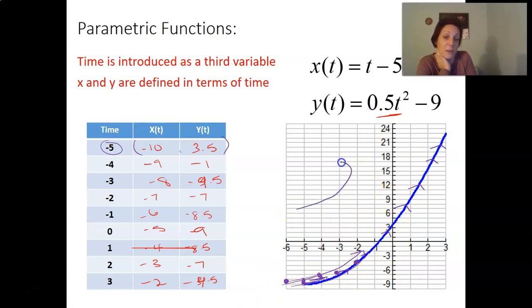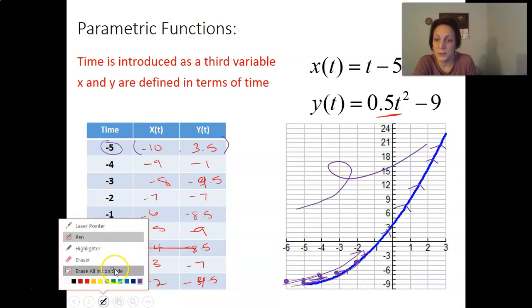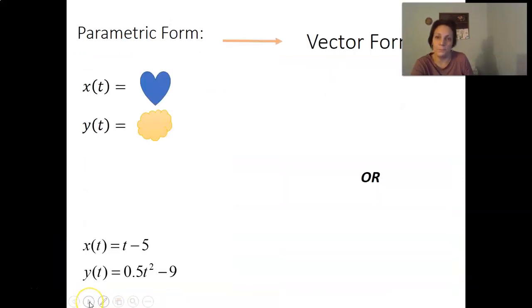Like they can go this way and then loop back around and swoop out. So we can get some pretty cool graphs that aren't necessarily functions. They're not functions y in terms of x, but they could be parametric functions. I like to use air quotes for that. Okay. So what we need to look at is parametrics and calculus.